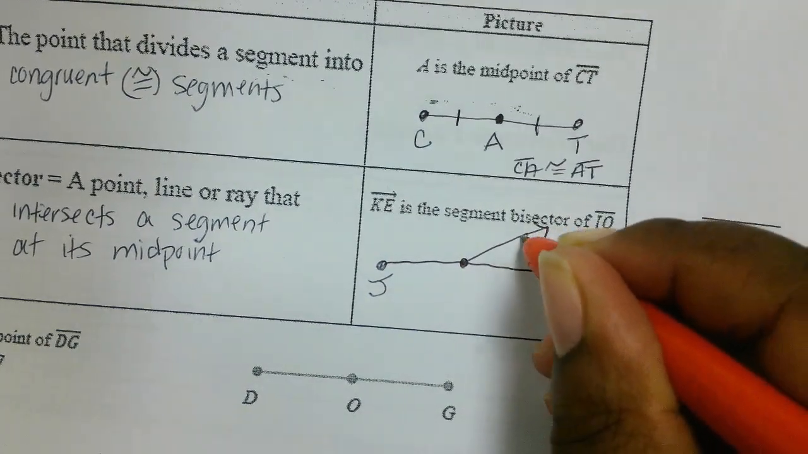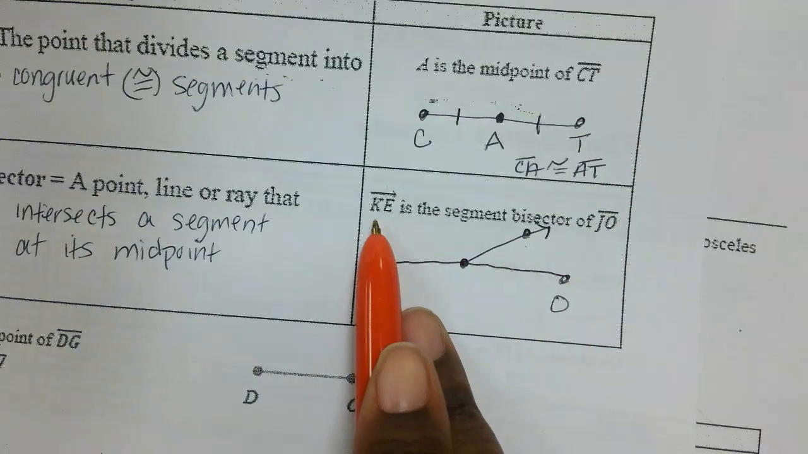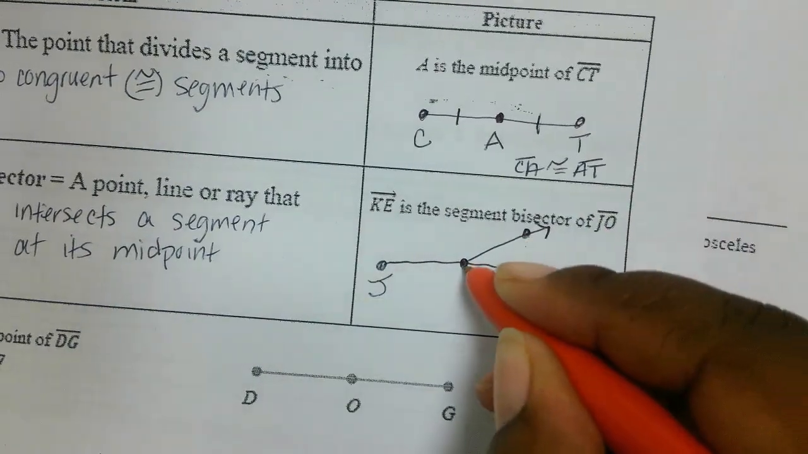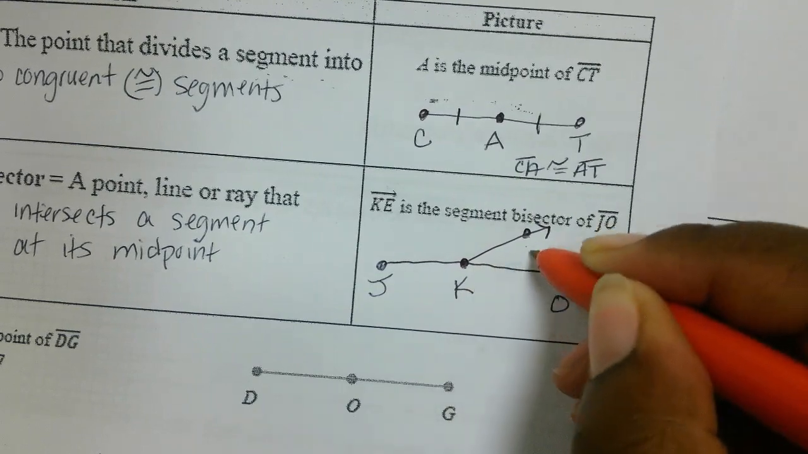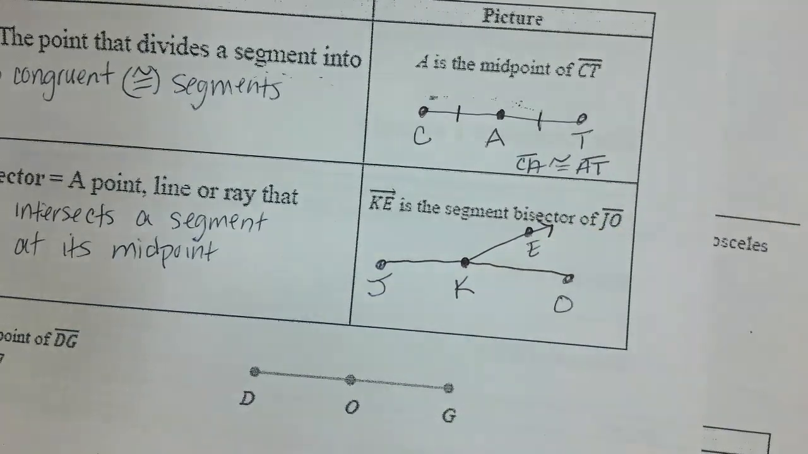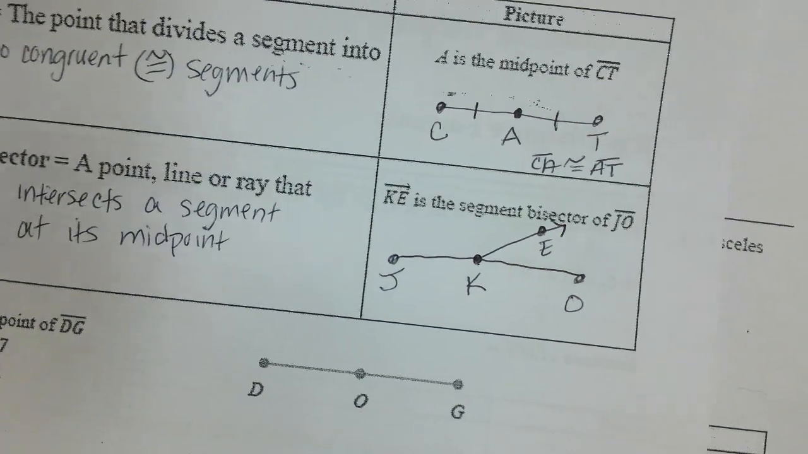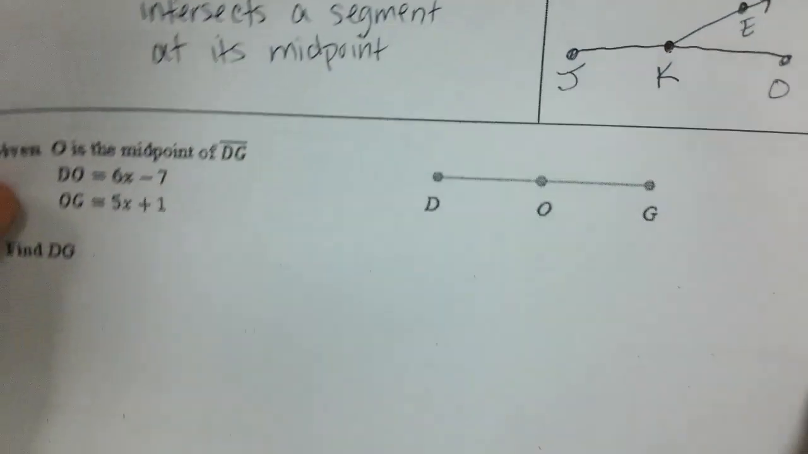I can draw my ray in any direction. I'm going to draw it this way. Well, how we name a ray is important. K has to be the end of the ray. So that means this point right here has to be K. And then this is E. So that's the image of KE bisecting, ray KE bisecting JO. So now we'll do a couple problems.